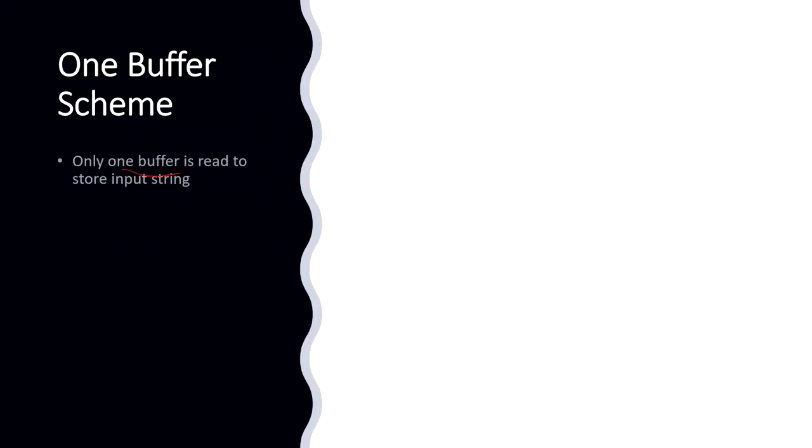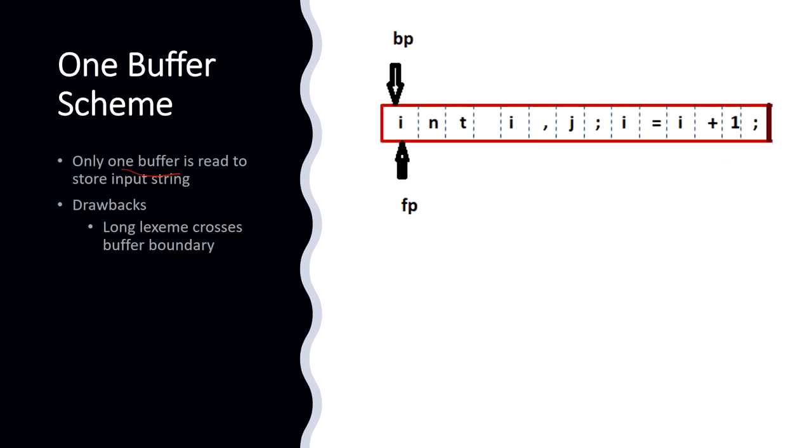We use one system command to read n characters into a buffer. In the one buffer scheme, only one buffer is used to store the input string. The drawback of the one buffer scheme is that if the length of the lexeme is long, it crosses the buffer boundary and the buffer has to be refilled. This will overwrite the first part of the lexeme. For example, if the buffer reaches the end, the next characters will be refilled from the beginning. This is the drawback of the one buffer scheme.